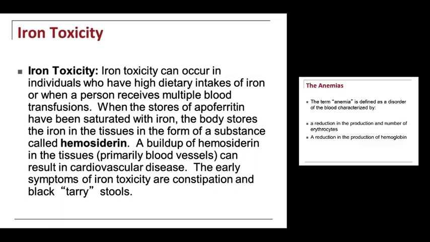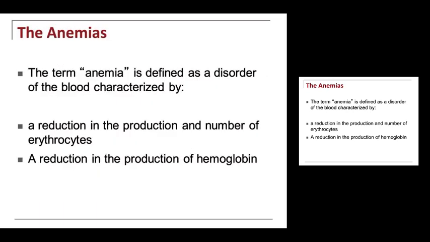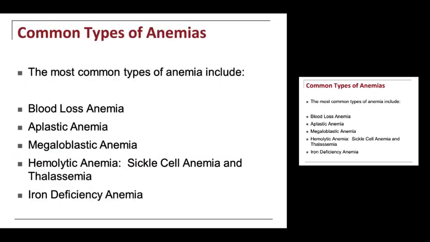When we talk about iron, it just kind of brings into mind anemia, because most people think of iron deficiency anemia. So I figured, hey, this is a good segue into different types of anemias, not just iron deficiency anemia, which is probably the most common type of anemia, but the others. It's typically a reduction in the production and the number of erythrocytes, and a reduction in the production of hemoglobin.